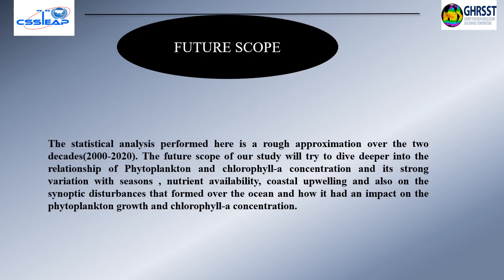The future scope. The statistical analysis performed here is a rough approximation over the 2 decades. We have not taken into consideration many factors, which include the seasonal variations, the nutrient availability, the coastal upwelling, and there are many more parameters on which chlorophyll A concentration as well as the phytoplankton growth depend in the oceanic region. It's just a gross approximation that we have done to see overall.